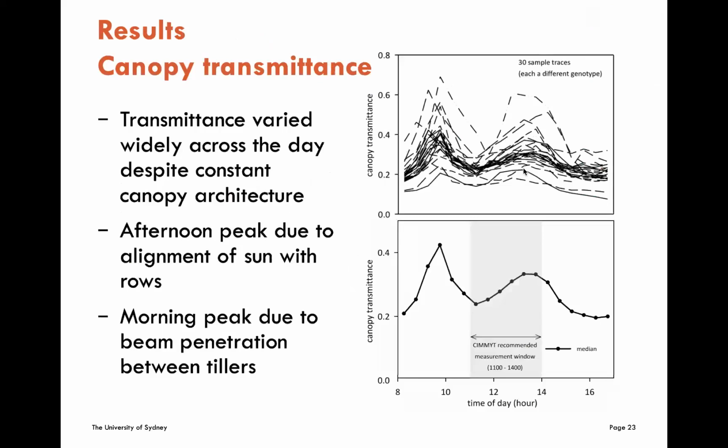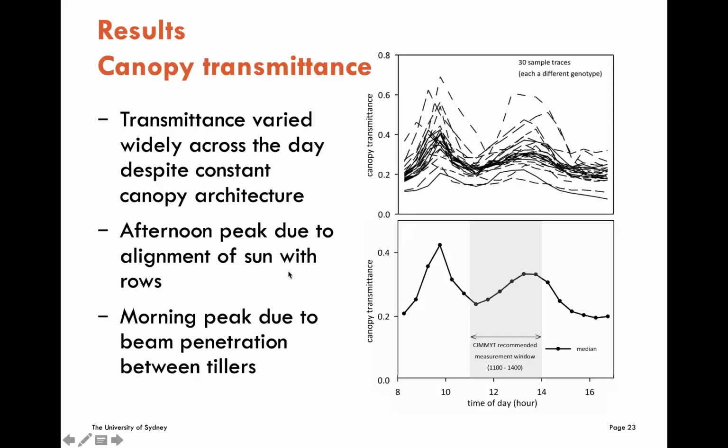What we found, well, we were quite surprised by how large the effect of row orientation was on our measurements of transmittance. We found it to vary hugely across the day, despite constant canopy architecture. I mean, these plants weren't changing how their leaves were oriented across the day, but we found this big spike in the morning. And a big peak of transmission in the afternoon as well. And in the middle of the day, there was a drop in transmission.